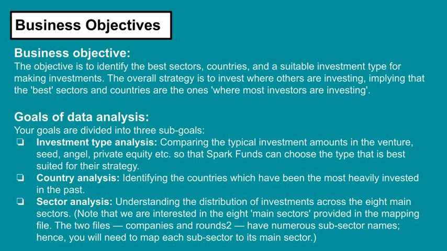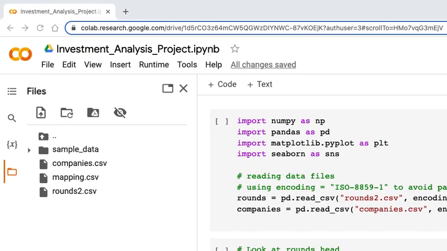So that's all about the requirement of this project. Now let's jump into the code right away. For this project, I'll be using Google Colab. It allows you to write and execute Python code through the browser. Very simple tool and very, very powerful.